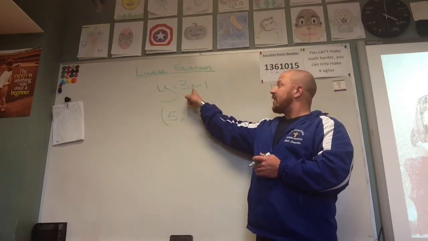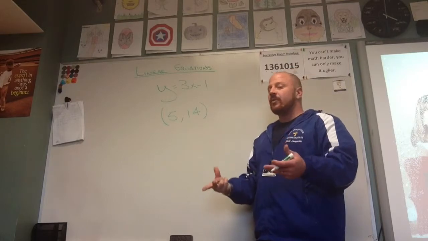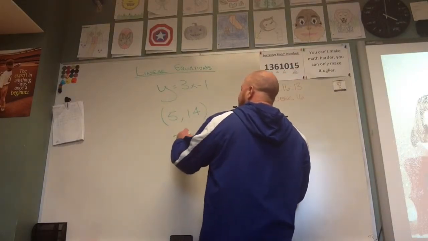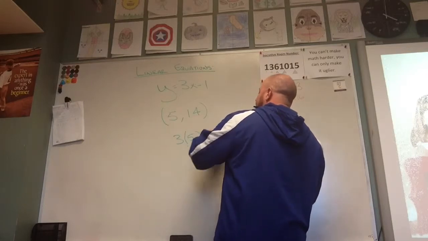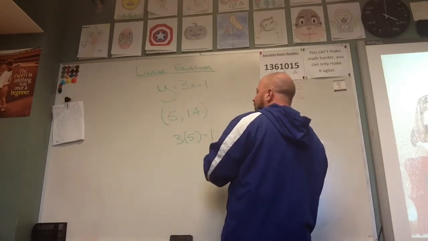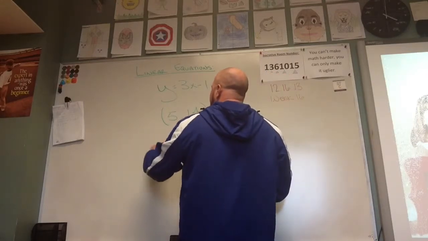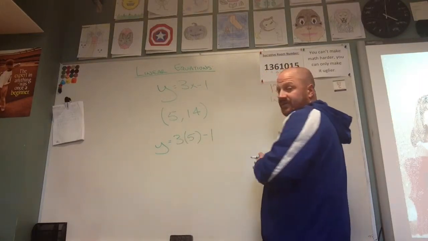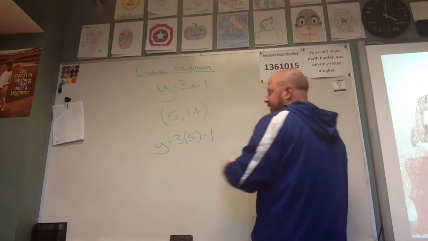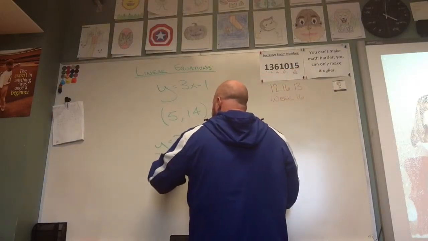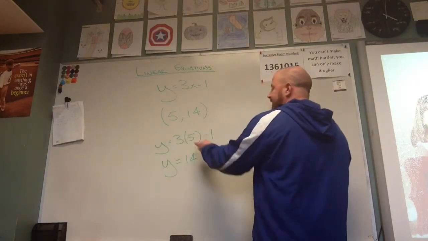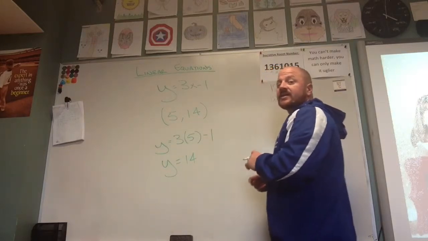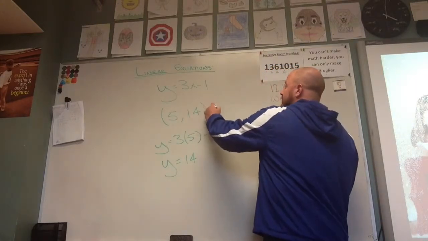So we're just going to put 5 in for our x and see what we get out as far as y is. So when we evaluate this for x equals 5, we have 3 times 5 minus 1, and that's going to tell me what my y equals when x is 5. Well, 3 times 5 is 15, minus 1 is 14, so I get that y equals 14, and again, that's when x equaled 5. So that tells me that this ordered pair is in fact the solution of this linear equation.